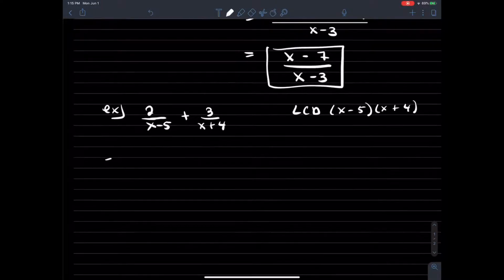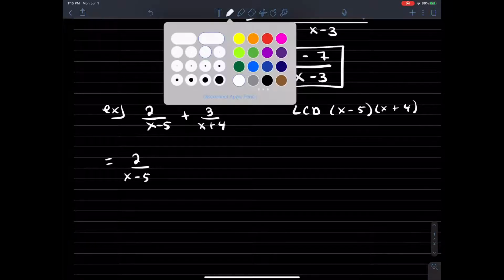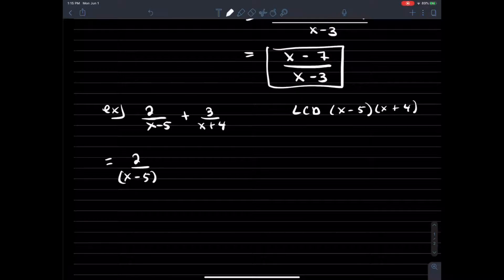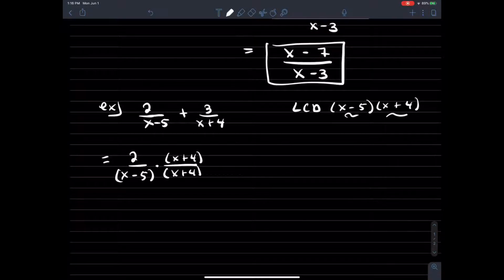So I like to work down. I write the first term, copying that first expression, x minus 5, and I'm going to wrap this because I'm going to be multiplying. I'm missing the x plus 4 on the bottom, so we multiply by x plus 4 on the top and bottom by the same thing. That's times 1. Doesn't change the amount of that fraction.